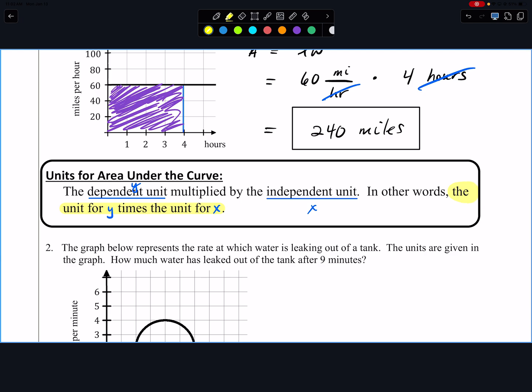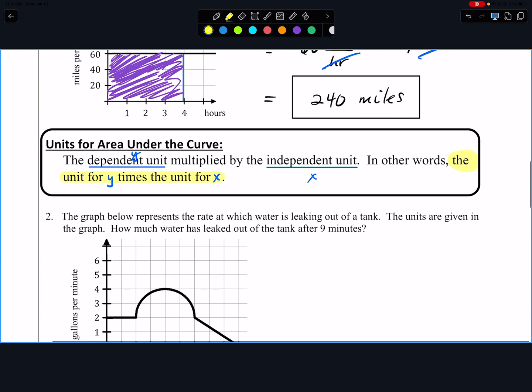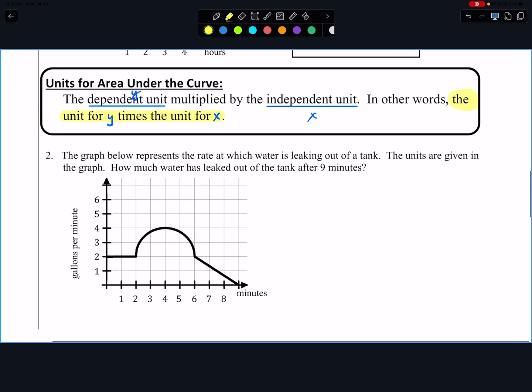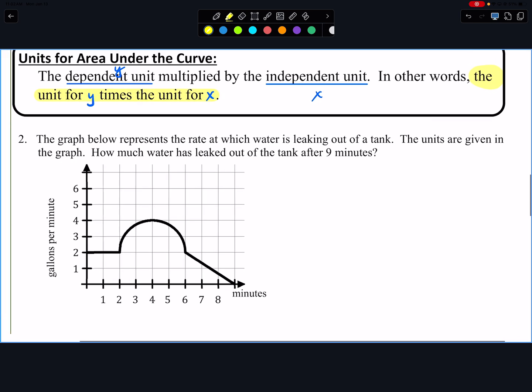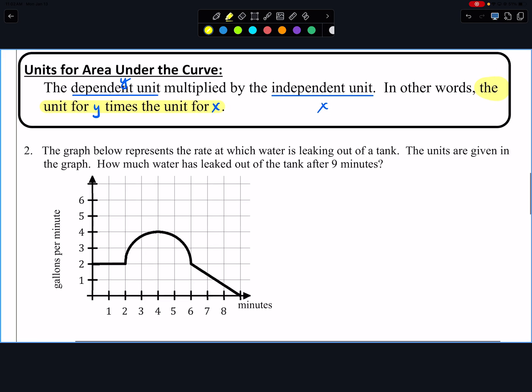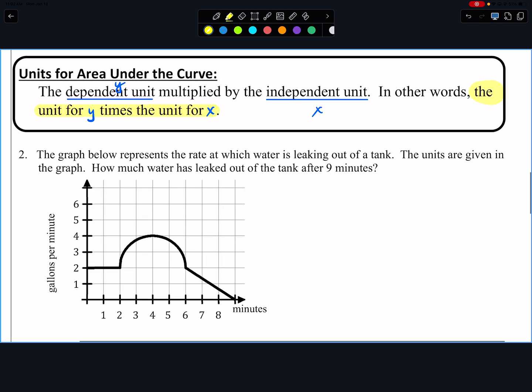All right, what you're going to see in this next problem is like what almost all of your assignment is for 6.1. Okay, and I'm actually going to, because I'm so excited, teach you guys a new way to write this just to kind of set the stage. The graph below represents the rate at which water is leaking out of a tank. The units are given in the graph. How much water has leaked out of the tank after 9 minutes?